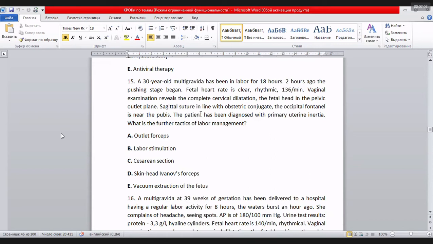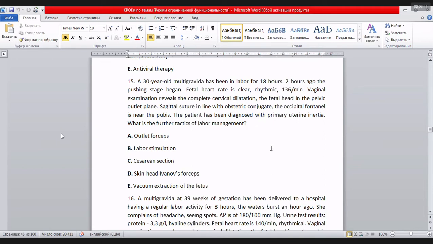Sagittal suture in line with the obstetric conjugate. I told you, the obstetric conjugate is the anterior-posterior size of the pelvic inlet. They told you that the sagittal suture is in line with this, in the anterior-posterior size, it means of the pelvic outlet. The occipital fontanelle is near the pubis. The patient has been diagnosed with primary uterine inertia. What is the further management?